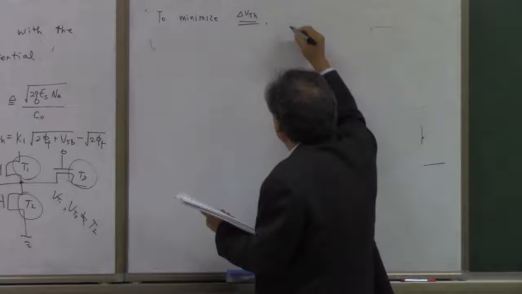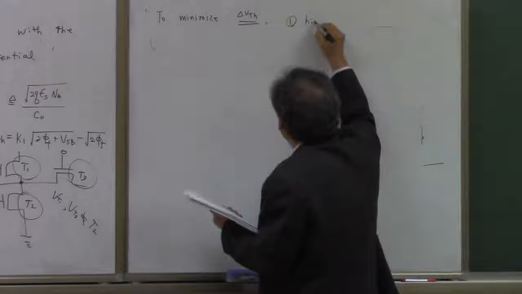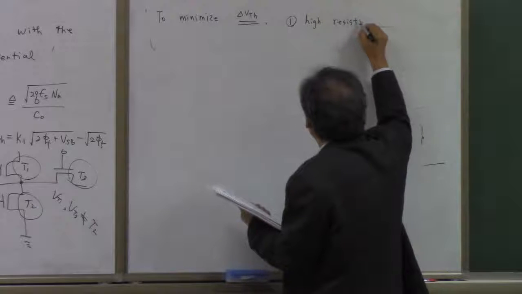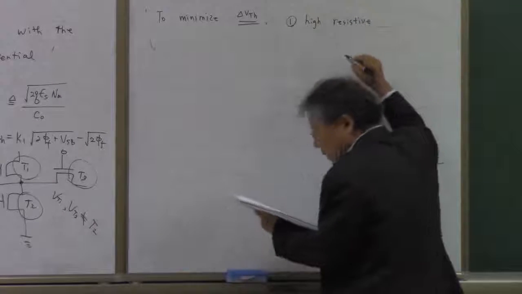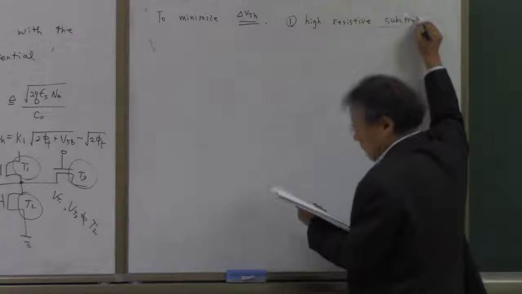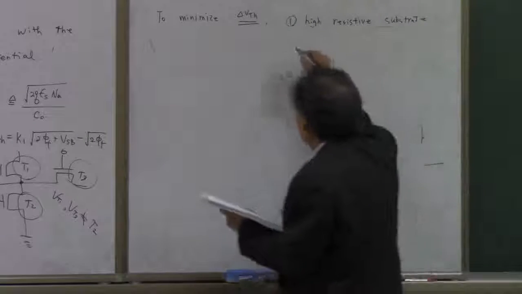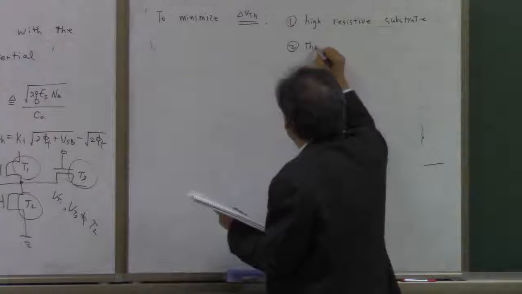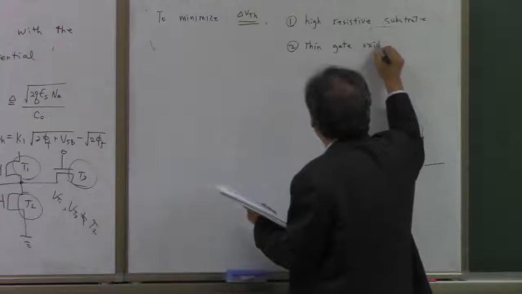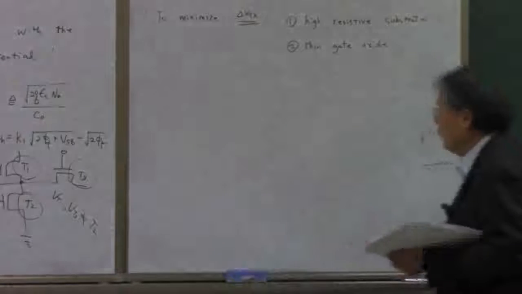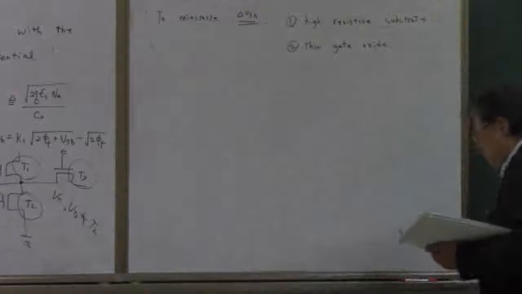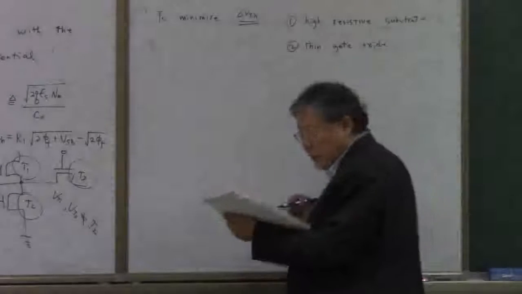What you have to do is you have to first use the high resistive substrate, and thin oxide, thin gate oxide. This is what you want to minimize the backgate bias effects.